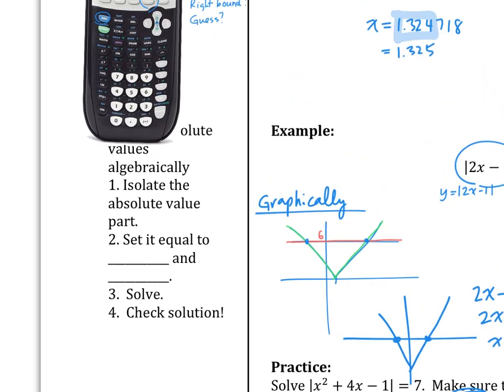All right, so the last thing is this part. If you're solving absolute value questions algebraically, just make sure you first isolate the absolute value part, you make it equal to the positive and negative of the answer, solve it, and then you check the solution.